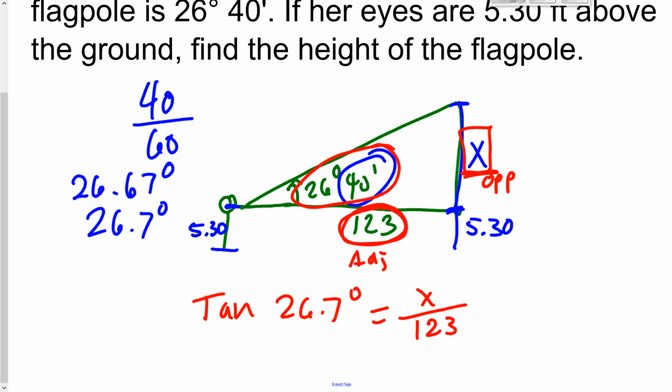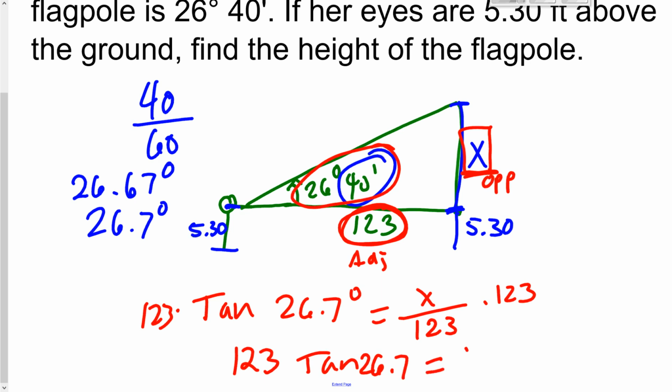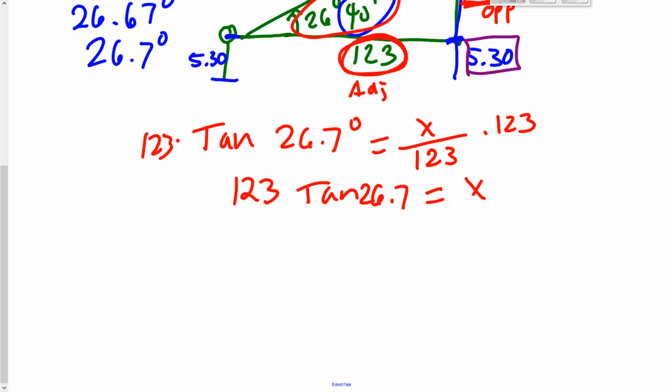Now we can go ahead and solve this, multiply both sides by 123. So I'm going to take 123 times tan 26.7, and that's going to give me x. That is not the height of the flagpole. Remember, we have to add that. We have to add this 5.3 on after we do that. So let's go ahead and figure that out, and then we'll add the 5.3. Okay, so if we go ahead and round proper to sig figs or whatever, you get 61.9. So that's not the height of the flagpole. Now we have to add that 5.30 onto that.